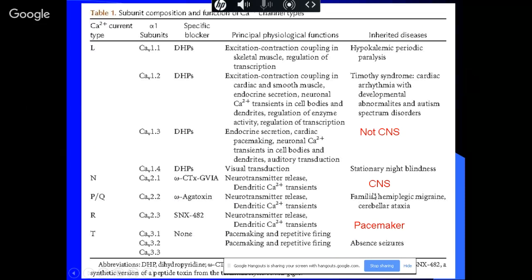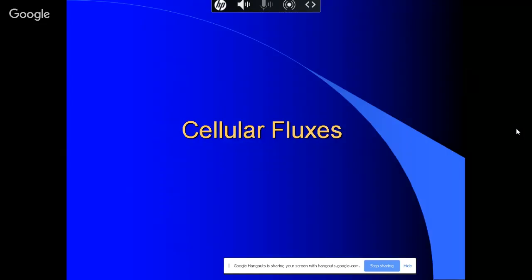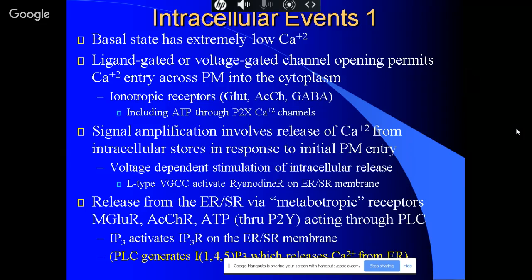Cav2 family are the central nervous system. All the things that go on here in various different cell types are different variants of the Cav2 family. All of this is voltage-gated calcium channel. So let's see it in action. Let's get to cellular fluxes.